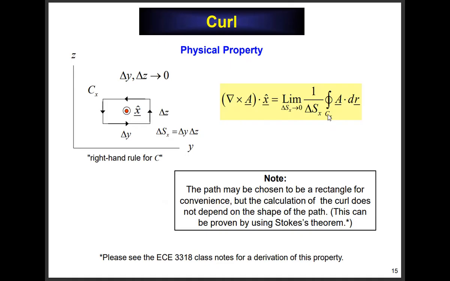That's CX. So then the x component of the curl physically means you integrate around the boundary with the right-hand rule, vector dot dr, and then divide by the area, there's no volume now, it's area. Okay? And again, it turns out the shape is kind of arbitrary, but usually a rectangular path is chosen for convenience. But there's something called Stokes' theorem I'll review in a second. It turns out, this is in the 3318 notes, Stokes' theorem can be used to actually prove that the shape of the path is arbitrary. But again, most people just start by assuming the rectangular path.